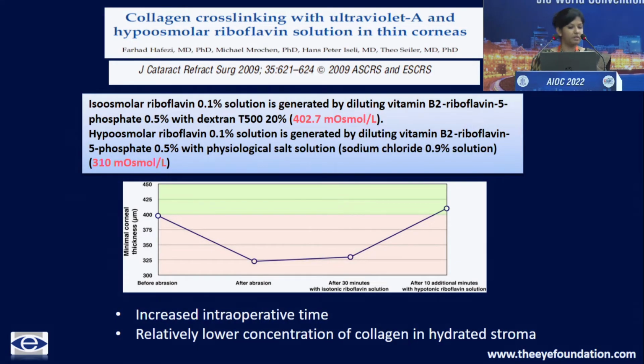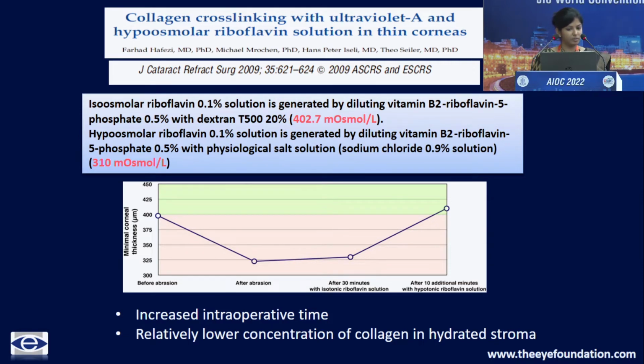So the first one is the hypoosmolar treatment, where we use riboflavin 0.1% in sodium chloride solution. What this does is it causes a stromal swelling and also increases the space between the collagen fibrils. The only issue here would be the increased intraoperative time and the relatively lower concentration of collagen because of the increased spacing in the hydrated stroma. So again, the efficacy is going to be doubtful.